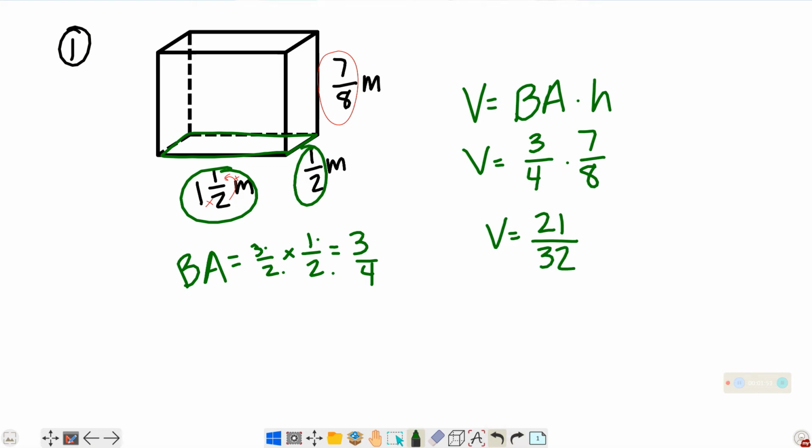Then I still need my units. Because this is measured in meters, and there are 3 dimensions, we use meters cubed, or meters to the 3rd power.